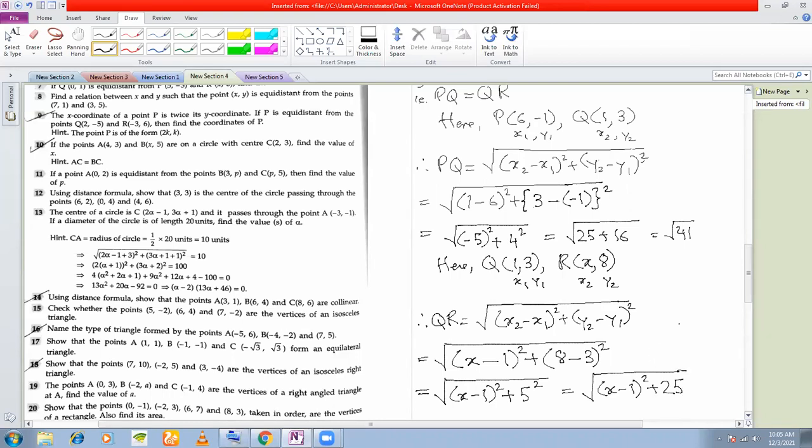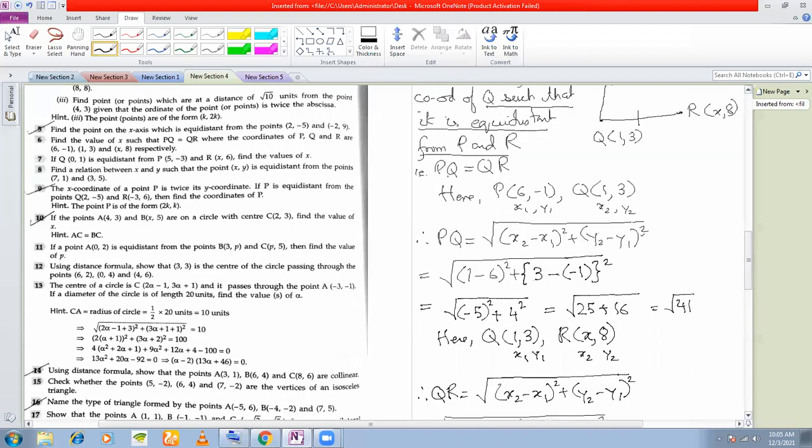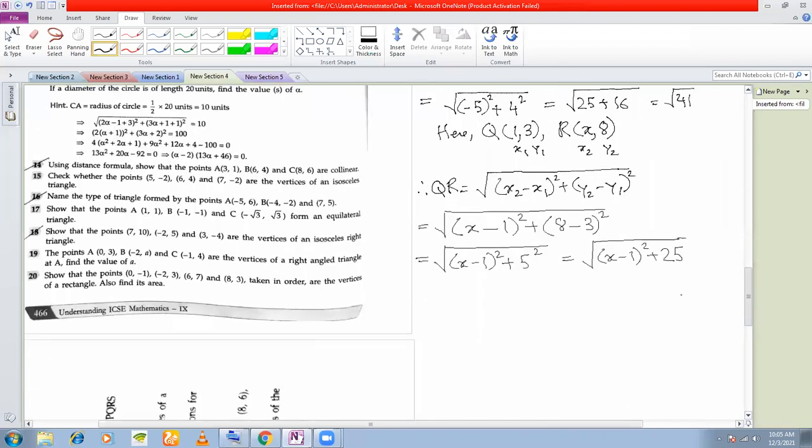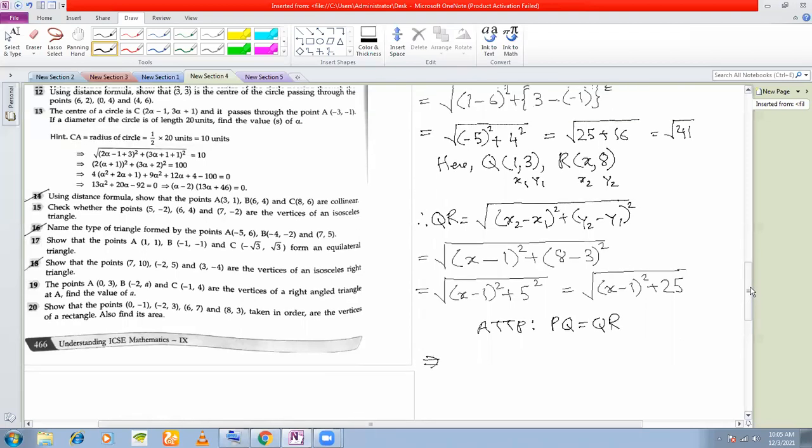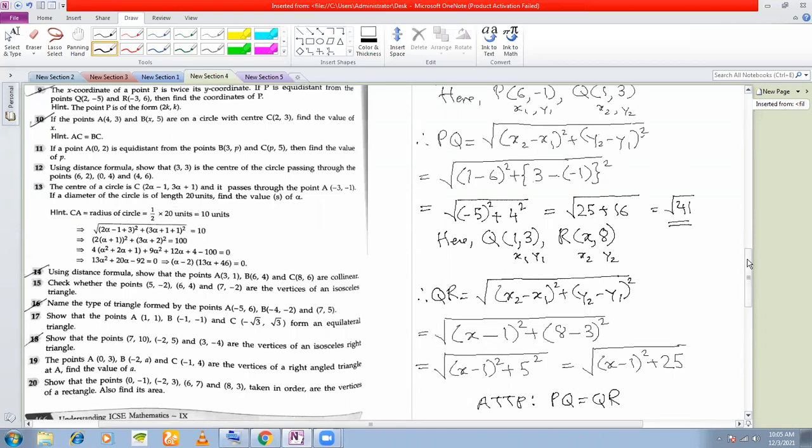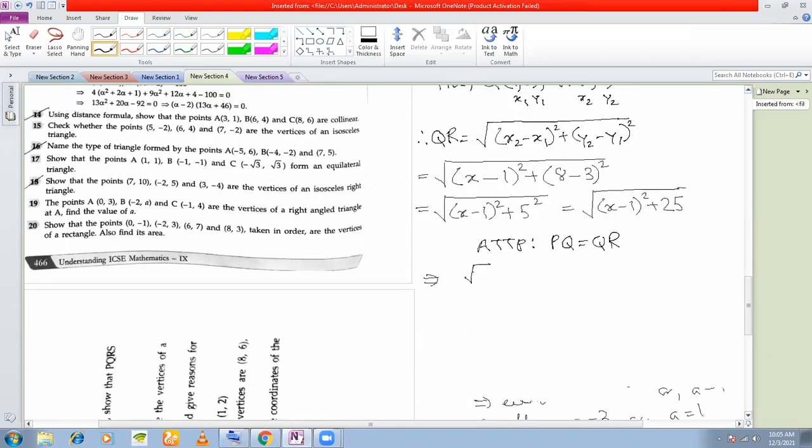This is QR. So what is the given condition here? That PQ must be equal to QR. That is, Q is equidistant from P and R. So according to the problem, PQ is equal to QR. The length of PQ we found to be the square root of 41. So put it here: the square root of 41 is equal to the length of QR we found above, the square root of (x minus 1) whole square plus 25.